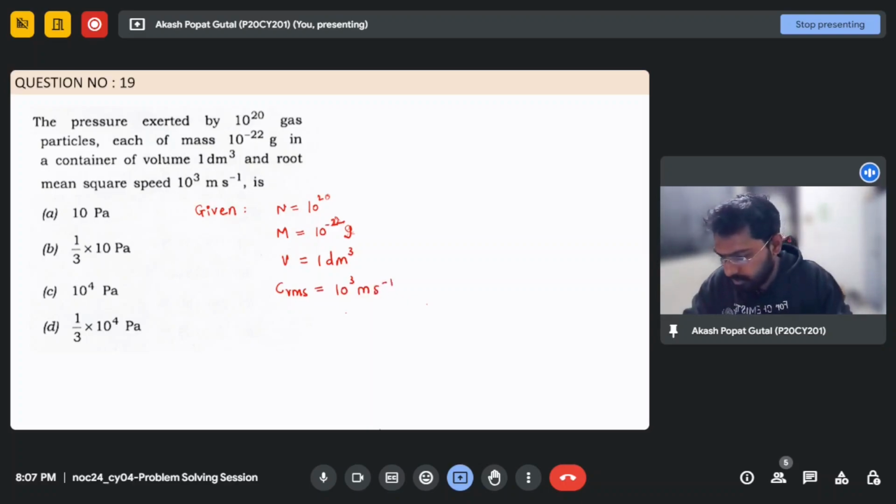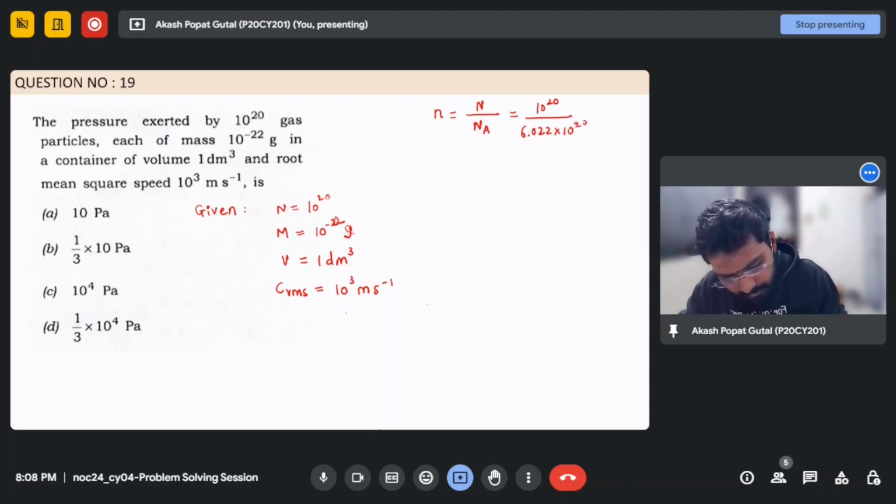So what we need to do is first calculate the number of moles involved: the total number of atoms divided by Avogadro number. So it's nearly 10 raised to 20 divided by Avogadro number, 6.022 into 10 raised to 23. So that gives you the number of moles, 0.166 into 10 raised to minus 3.